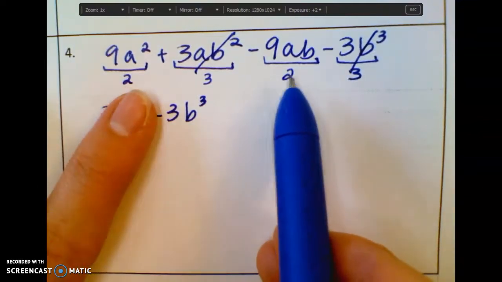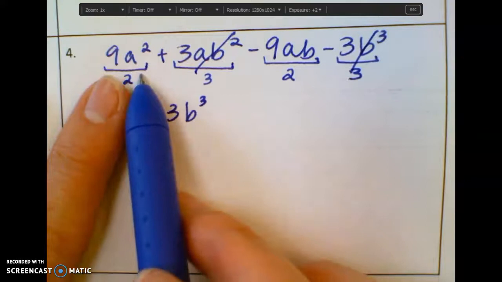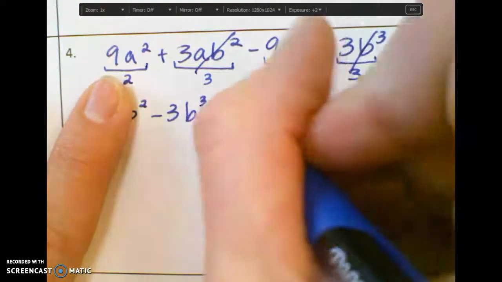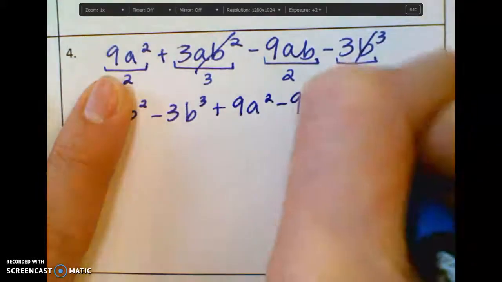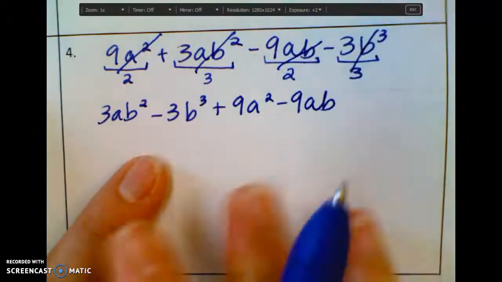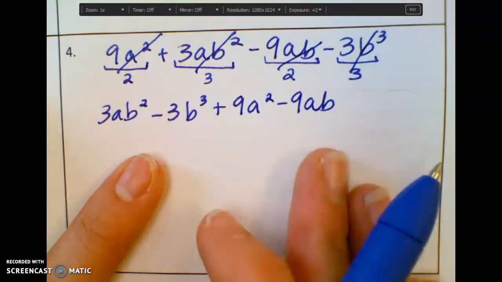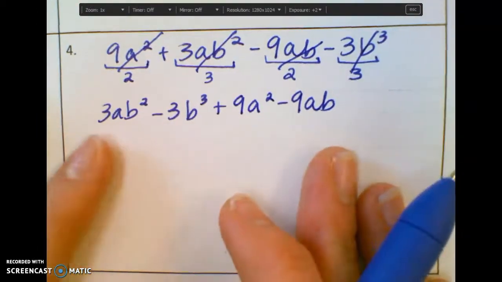Now let's look at these. They both have the same degree, so now we need to go alphabetical. This has more A's than this one. So then we have 9a squared minus 9ab. Now that it's in standard form, I want you to go ahead and factor this one out and then check back and check your work with me.